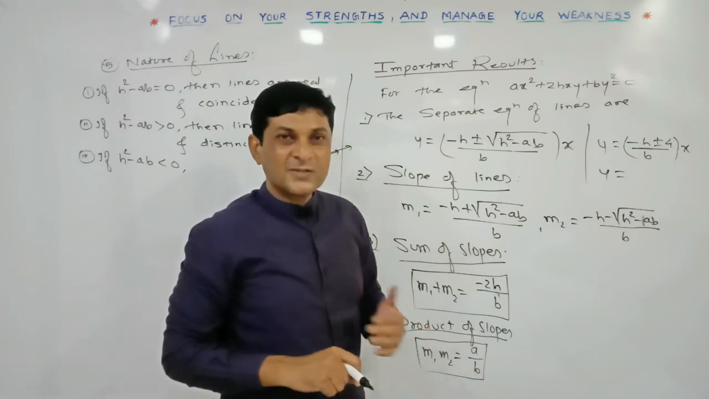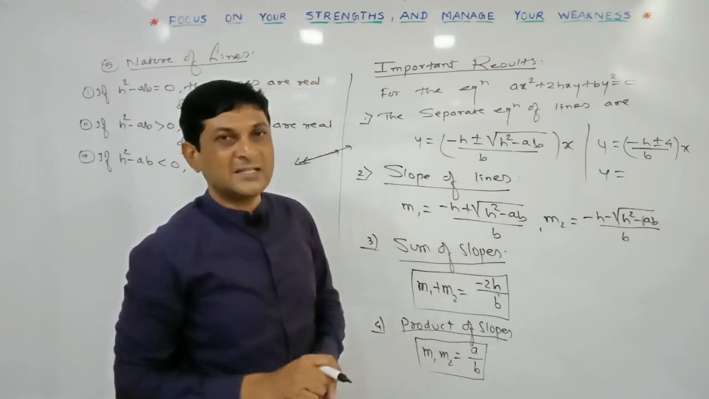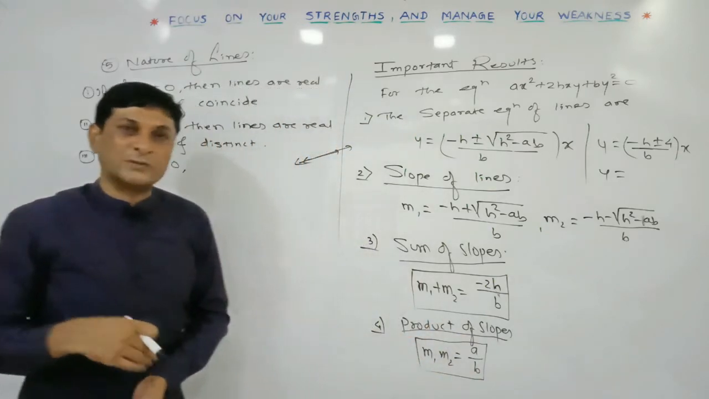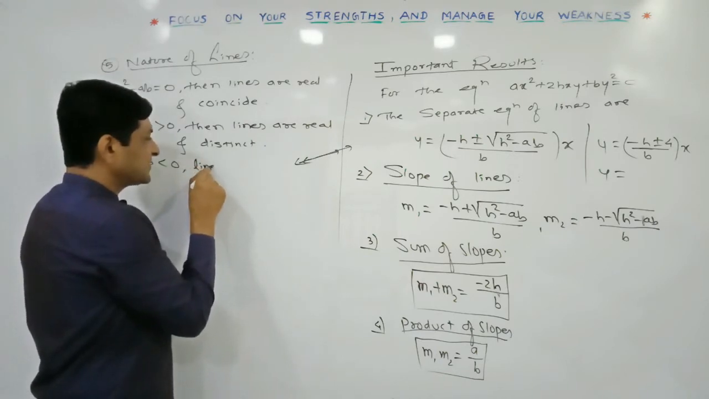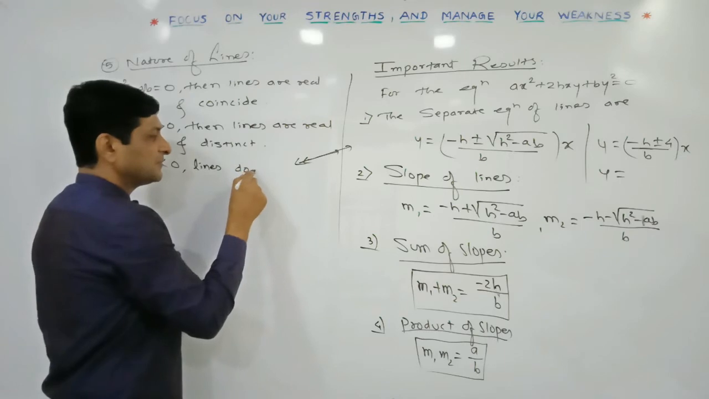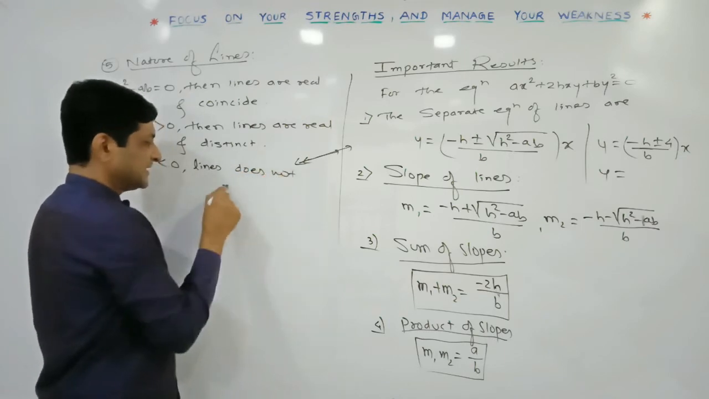Real numbers. So in such cases we can say that lines are not real, or in other words we can say that line does not exist. So lines do not exist.